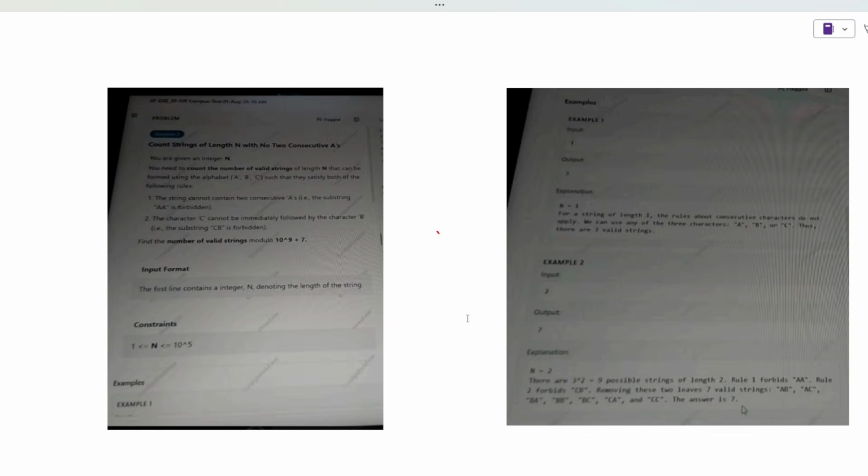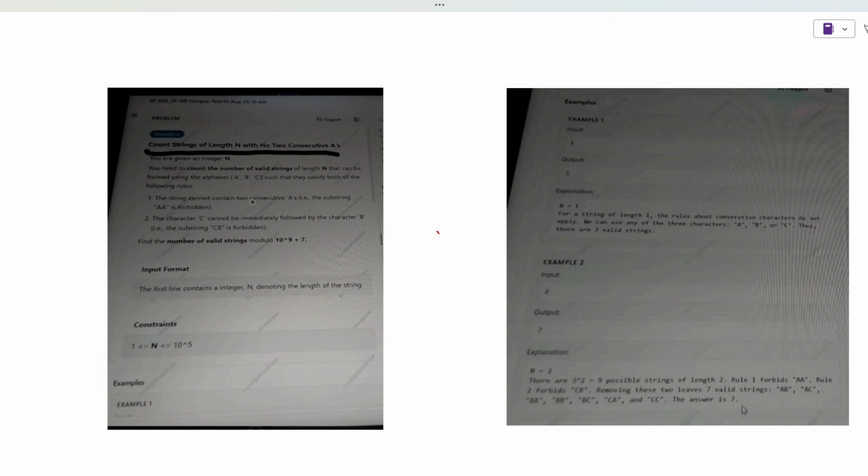So see, in the first question, what it is saying is: count strings of length n with no 2 consecutive A's. Let's just read this question line by line. You are given an integer n. You need to count the number of valid strings of length n that can be formed using the alphabet A, B, and C, such that they satisfy both the rules.